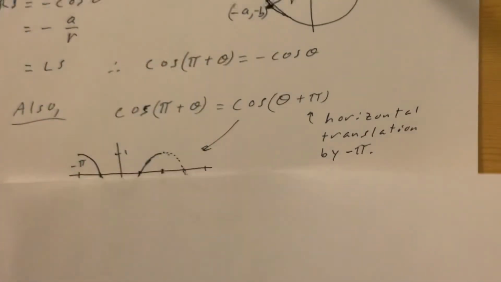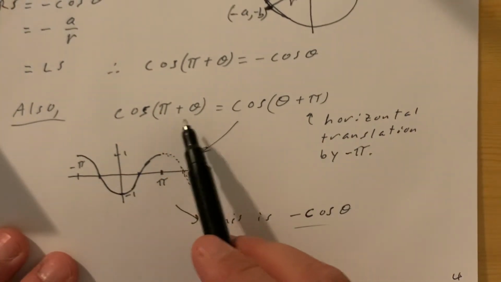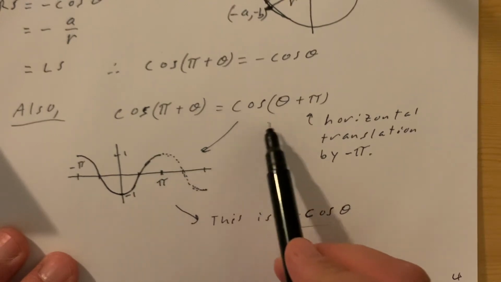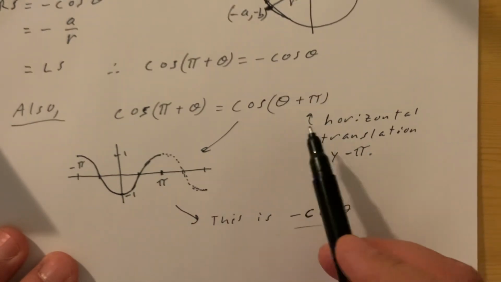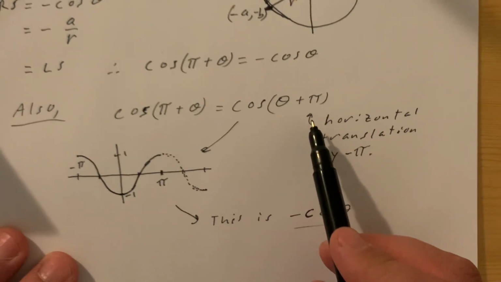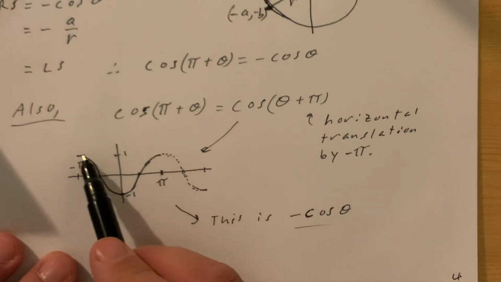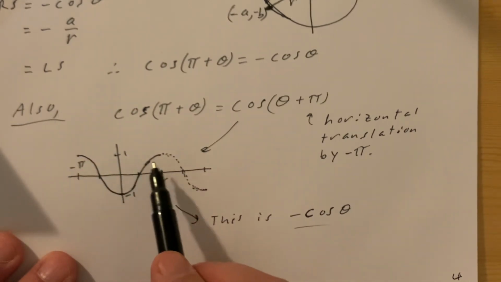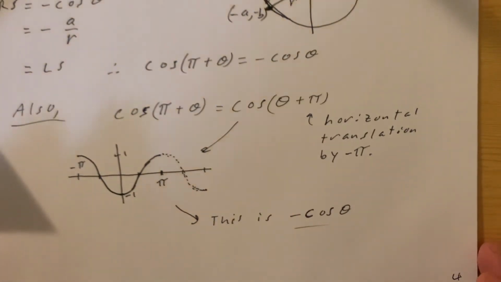Okay. Another way of looking at that same one and others is looking at the graphs. So cos of pi plus theta, you can write it like this, theta plus pi. That's a translation of pi to the left. Okay, so if I took cos theta, which was here, and I move it pi units to the left, I get this function, which is just negative cos theta. Okay, so that's it for now for equivalent trig expressions.